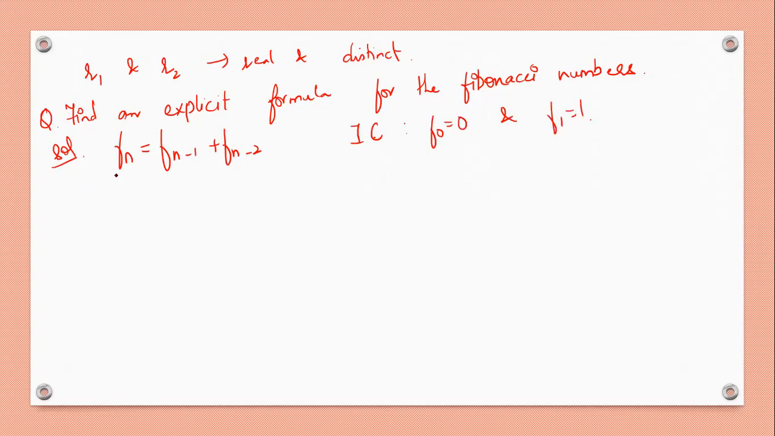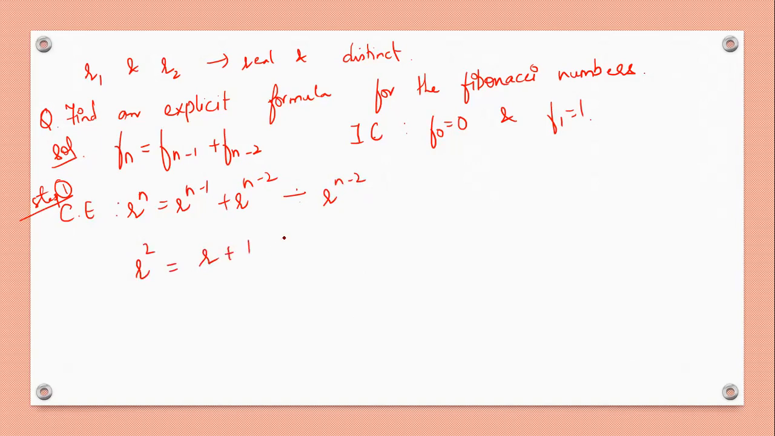Now we have to take the characteristic equation. Let's write it as step 1 so that you understand it properly. Fn is replaced by r^n: r^n = r^(n-1) + r^(n-2). We replace an by r^n. To find the characteristic equation, we divide the entire equation by the smallest term among the three, r^(n-2). So we get r^2 = r + 1, which can be written as r^2 - r - 1 = 0.